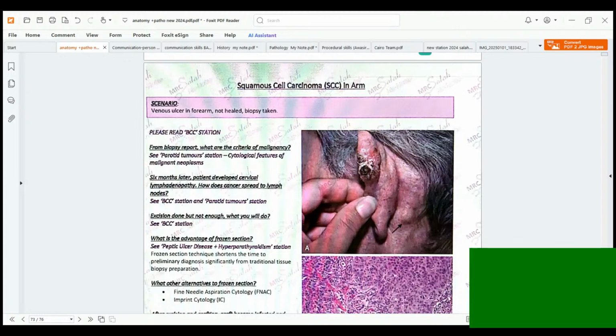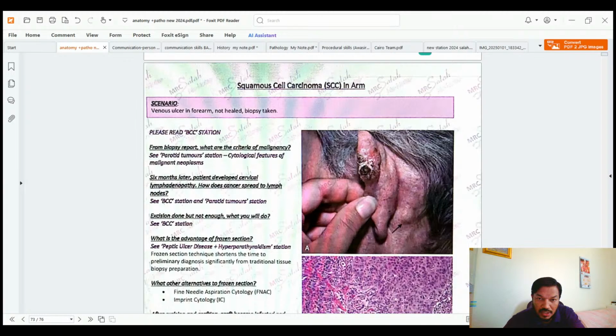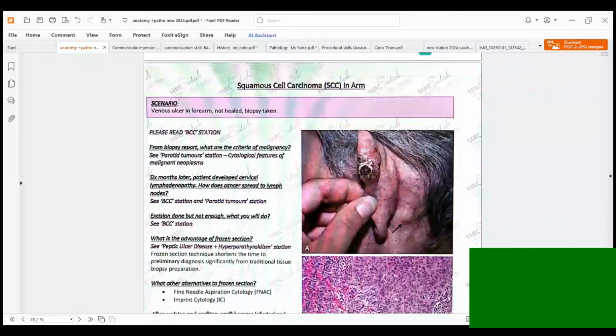Venous ulcer in the forearm, not healed. Biopsy taken. What are the criteria for malignancy? See, cytological atypia.